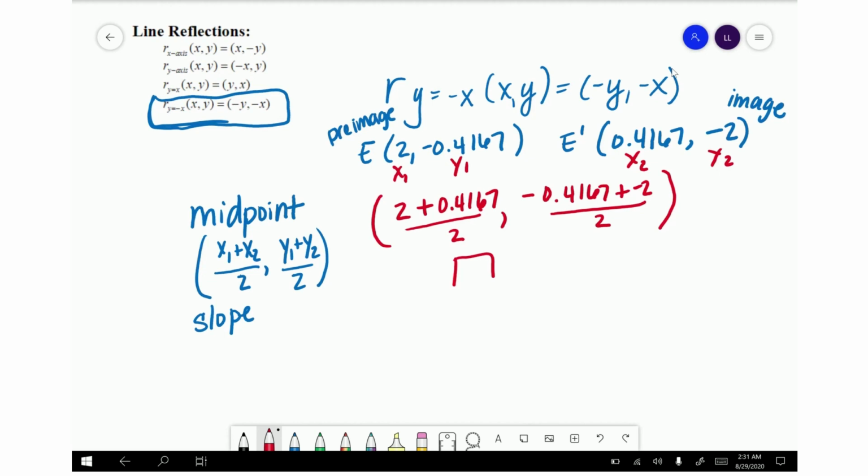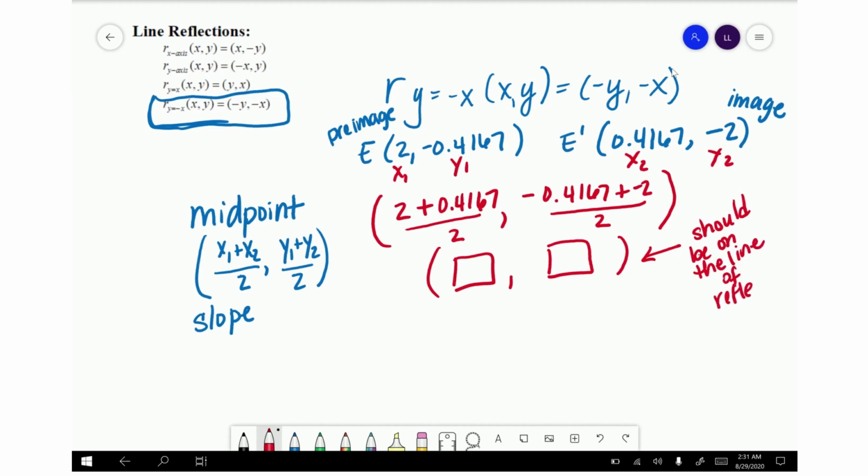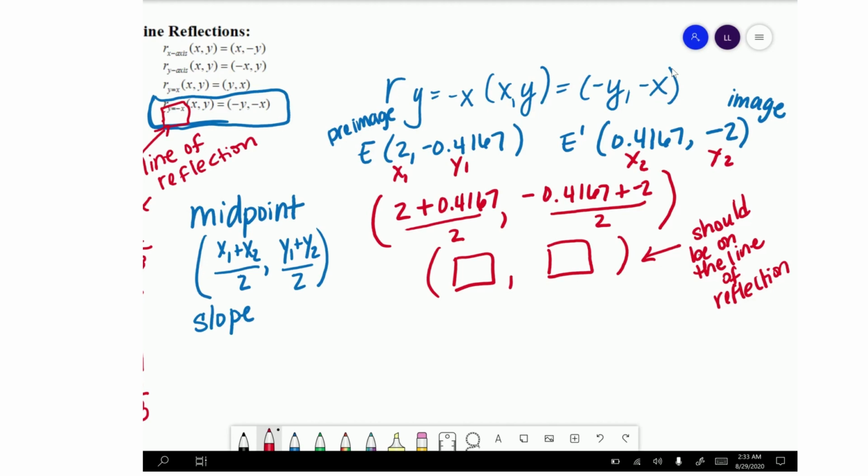But here's what we know. This point is on the line of reflection. This point should be on the line of reflection. And what's my line of reflection again? My line of reflection. Now, let's check the slope, which was the second goal, right?